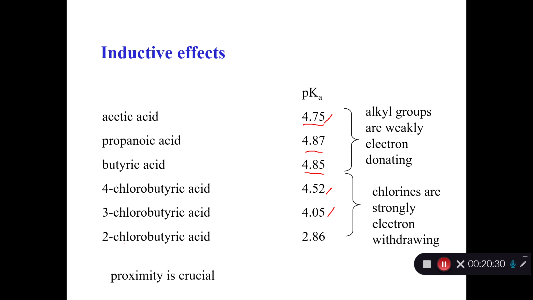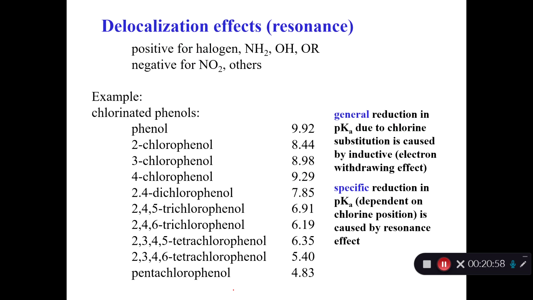And if we move that chlorine even closer, so that it's right next to the carboxylic acid functional group, our pKa goes down by almost 2 orders of magnitude, from 4.75 to 2.86. So the chlorines have a really strong electron withdrawing effect, but their proximity is really important. If they're not close to the scene of the crime, then they don't have much of an impact. So that's an example of inductive effects with methyl groups pushing and chlorines withdrawing. And then delocalization effects.